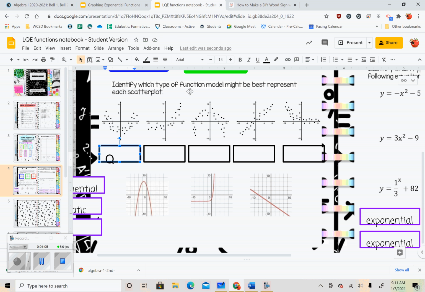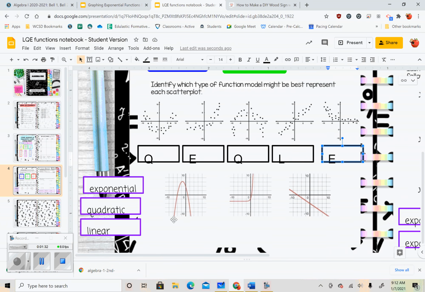This is more of an exponential, so it's going and shooting up. So this is an exponential. My next one, that downward facing sad face, that is quadratic. My fourth one, that's that nice linear line. And then my last one, not that U, not a straight line, that looks like a letter L, that is my exponential.